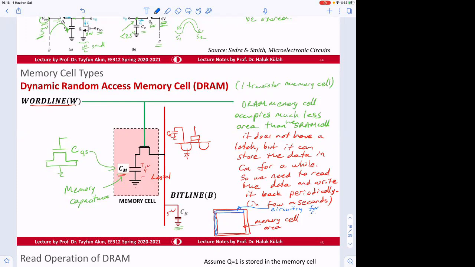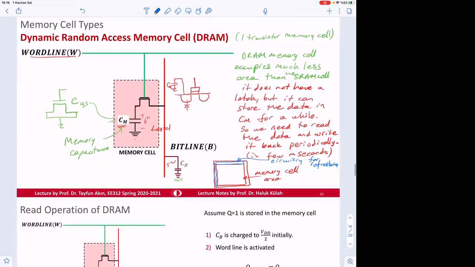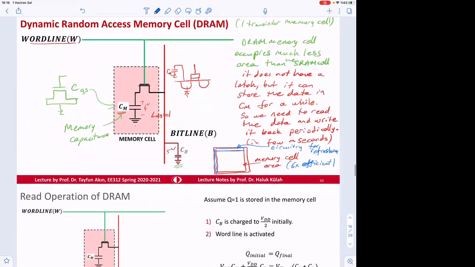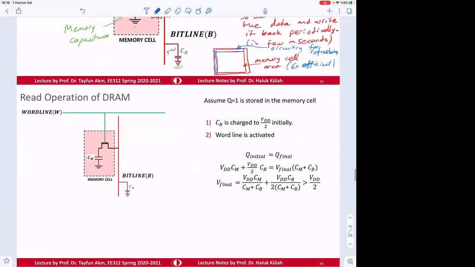For refreshing. So it will take a little bit of area, but think about that. If you can fit 1 transistor instead of 6 transistors into a memory cell, the memory cell area may be used 6 times more efficiently. So if you spend a little bit extra area.